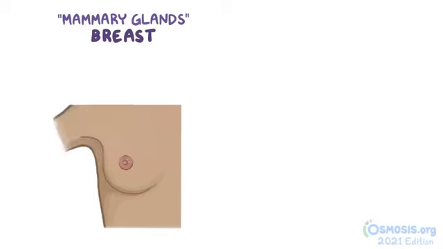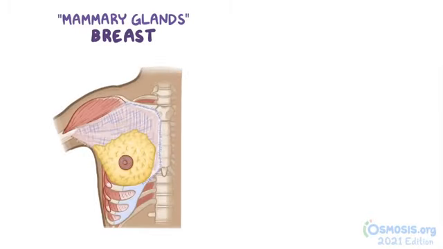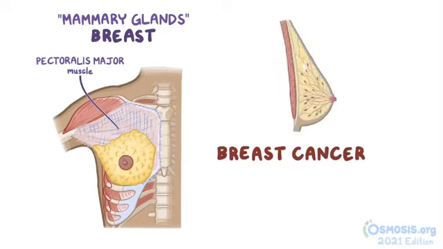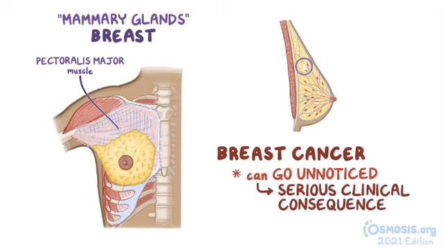The breasts, formerly known as the mammary glands, are situated in the subcutaneous tissue overlying our pectoralis muscles. There are many conditions that can affect the breast, the most well-known being breast cancer. Breast cancer, as well as other conditions that can affect the breast, can often go unnoticed, which has serious clinical consequences, so it is important to understand and recognize these conditions as early as possible.